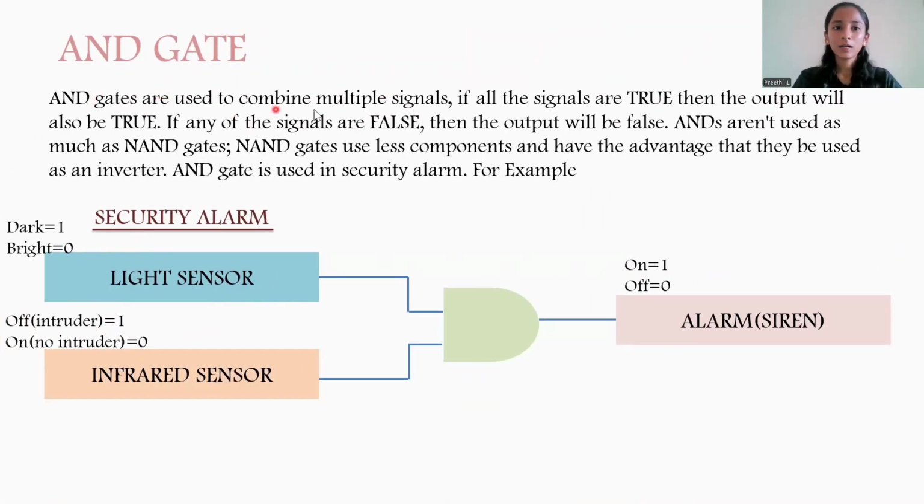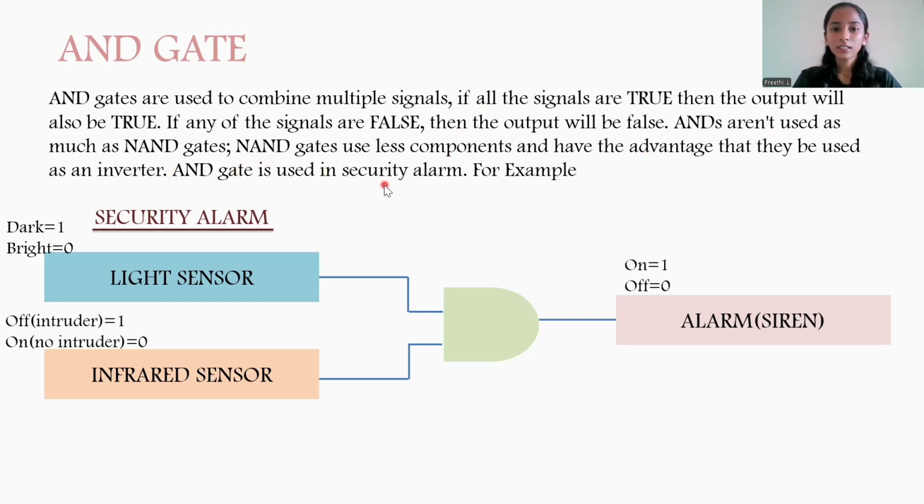AND gates are used to combine multiple signals. If all the signals are true, then the output will also be true. If any of the signals are false, then the output will be false. AND gates are not used as much as NAND gates. NAND gates use fewer components and have the advantage that they can be used as an inverter.